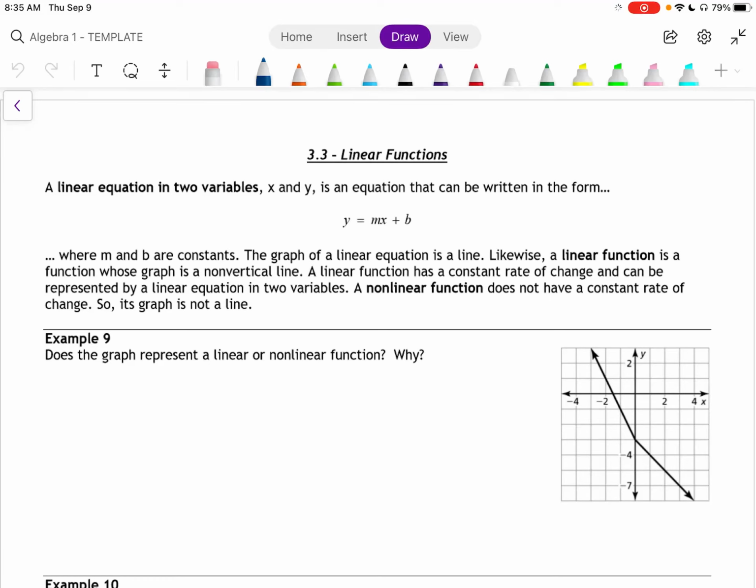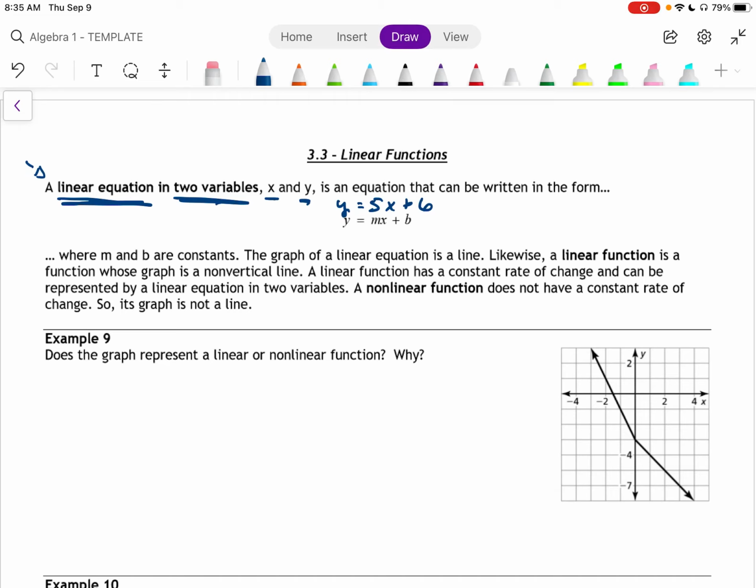Okay, 3.3 linear functions. So starting off with the definition, a linear equation in two variables, x and y, is an equation that can be written in the form y equals mx plus b. So this is a linear equation, so it makes a line, in two variables, so we have two variables, x and y. Listed here, m and b are normally constants, so this could be something like y equals 5x plus 6. That would be an example of one.